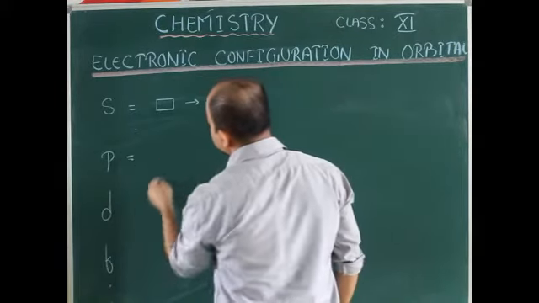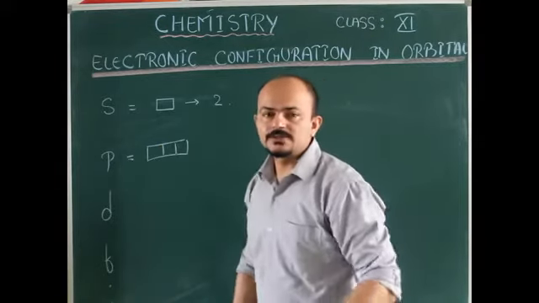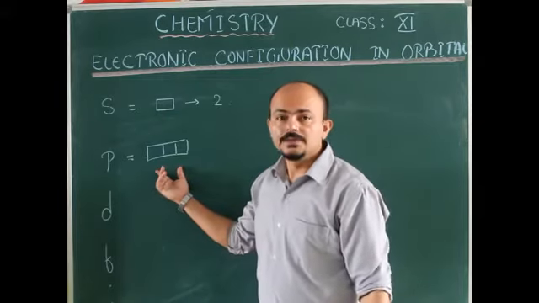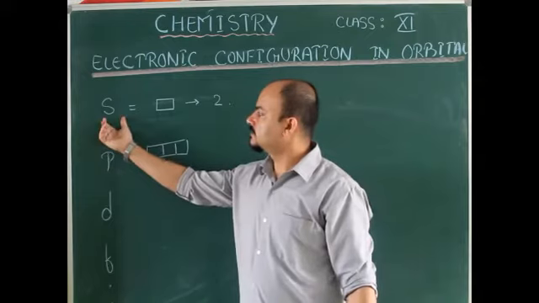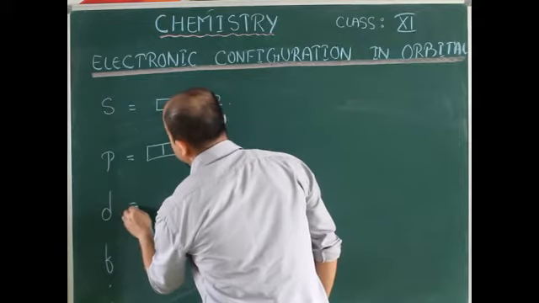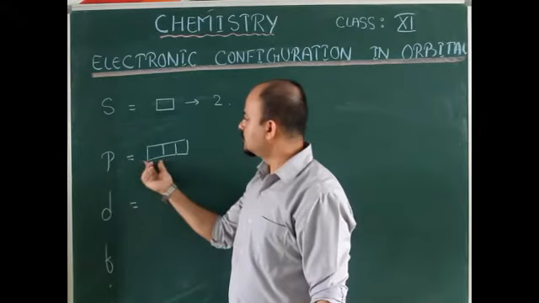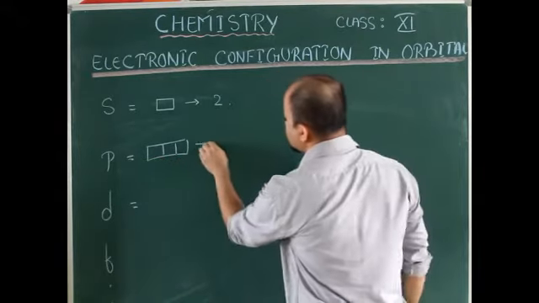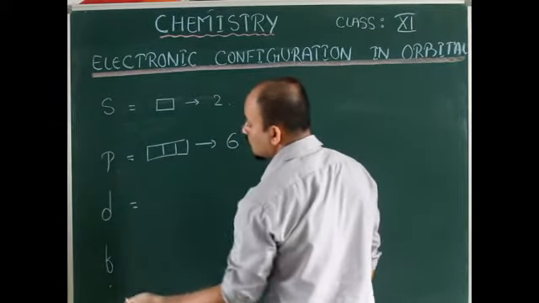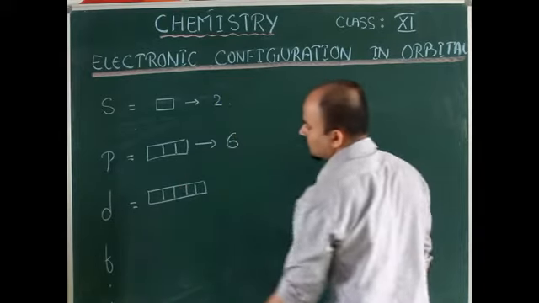Now the p orbital. From our previous discussion of principal quantum number and other quantum numbers, we know how many orbitals are present in each of these: s, p, d, and f. So how many rooms are there in p orbital? 3 rooms, and it has the capacity of holding a maximum of 6 electrons, because each room, as I told you, holds a maximum of 2 electrons.